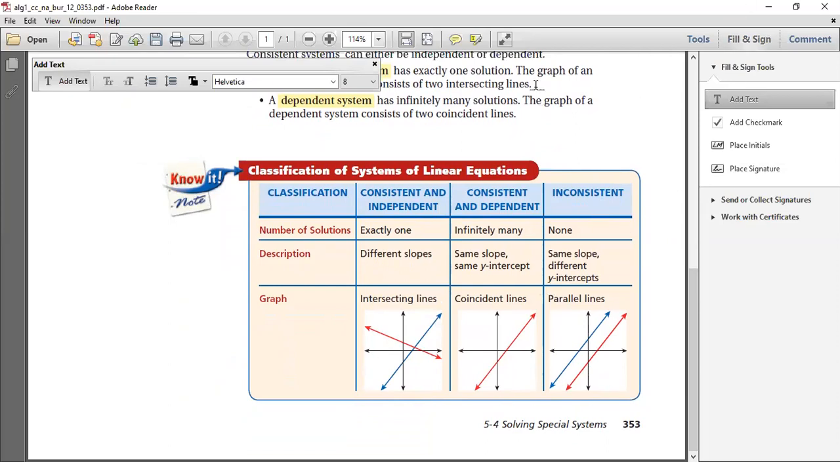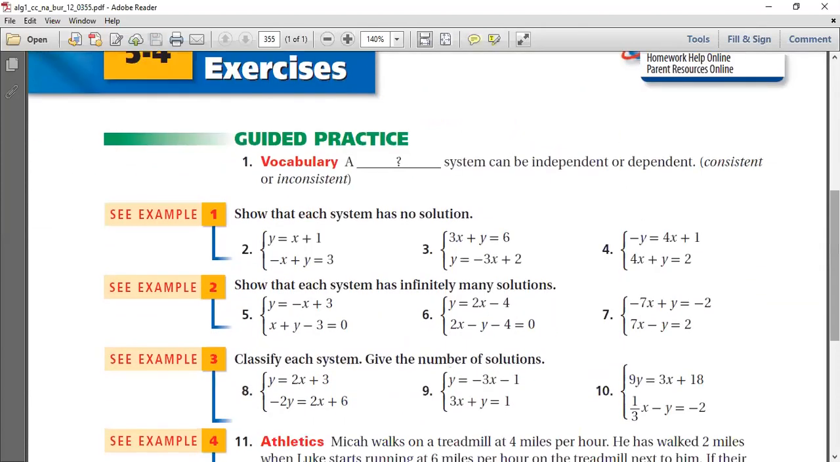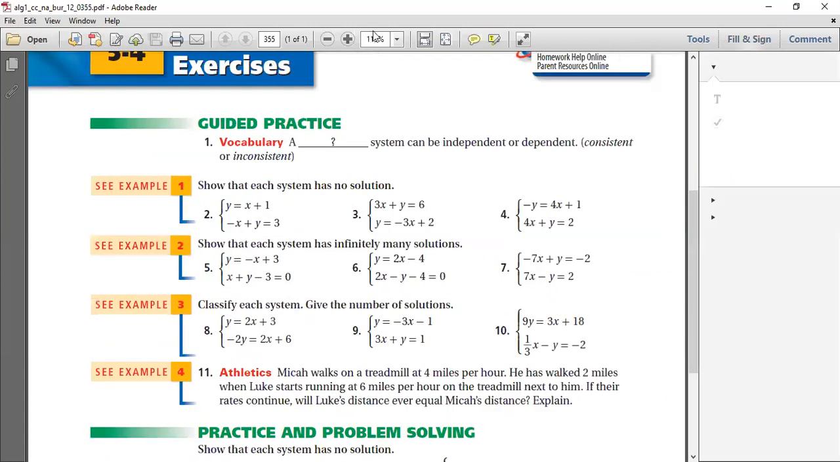So let's move on to the exercise page, page number 355. I want you to do only questions 2 and 5 for now, and the remaining 4 questions you will do as homework. Question number 2, I will do with you so that you can follow what I'm doing.